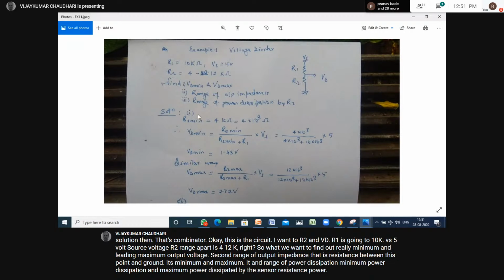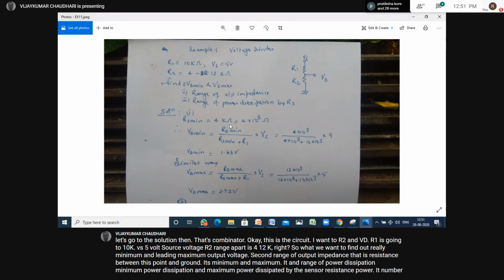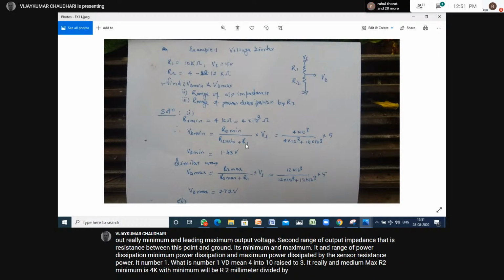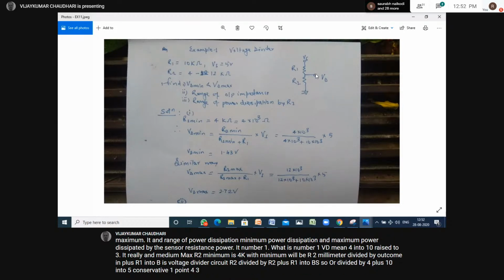Okay. Number one, what is number one? VD min and VD max. R2 minimum is 4K, that is 4 into 10 raised to 3. So VD minimum will be R2 min divided by R2 min plus R1, into Vs. So it's a voltage divider circuit: R2 divided by R2 plus R1, into Vs. So 4 divided by 4 plus 10, into 5, comes out to be 1.43. So the minimum output of the sensor comes out to be 1.43.